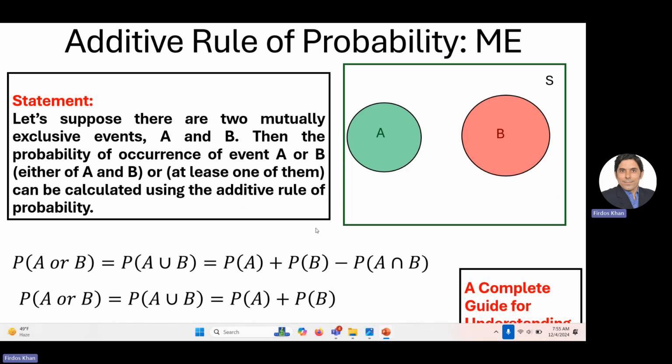So when the events are mutually exclusive, this equation reduces to the probability of A or B, which is equal to probability of A union B, and that is equal to probability of A plus probability of B. So this is just the sum of the probabilities of A and B. And if you have more events, like if you include event C in this sample space, then it can be probability of A plus probability of B plus probability of C. And the probability of A or B or C is equal to probability of A union B union C, and so on if you have more events.